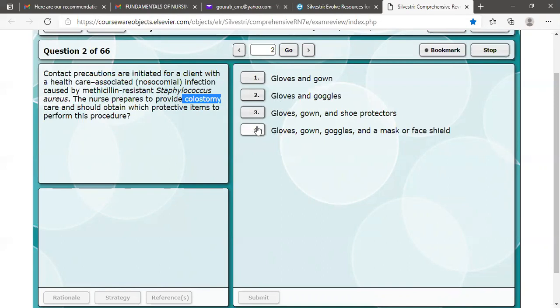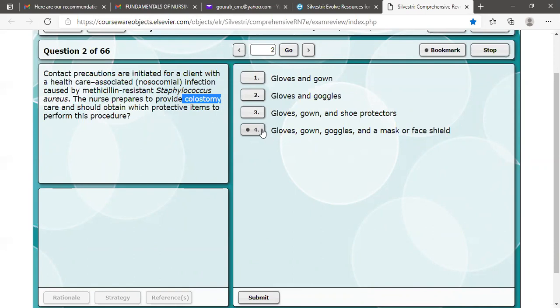I choose number 4, for 2 reasons. One reason: gloves and gown would be the answer if it were only contact precautions, but you are dealing with a client who needs colostomy care, so fluid can possibly flush out of the body, so you need more protection, right?